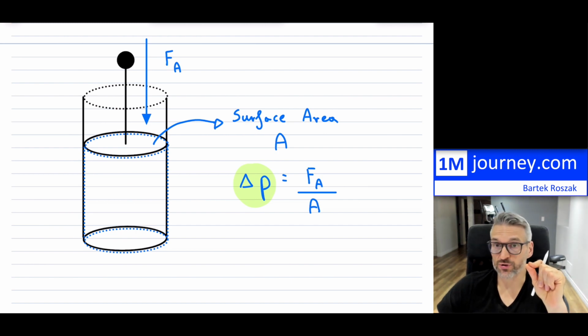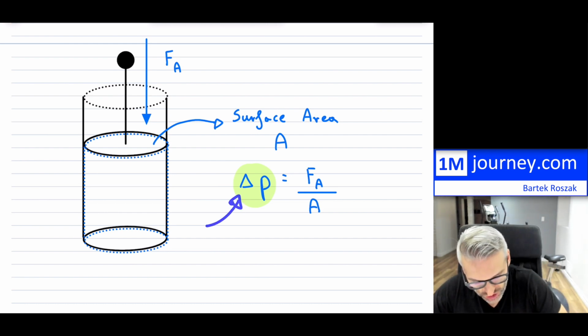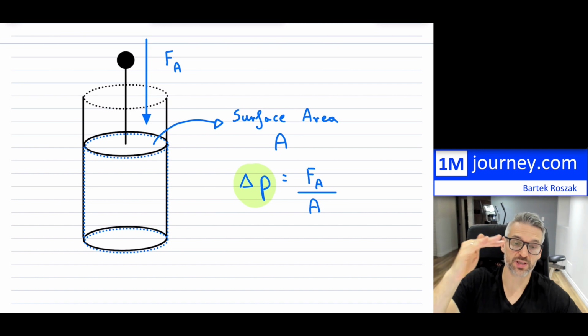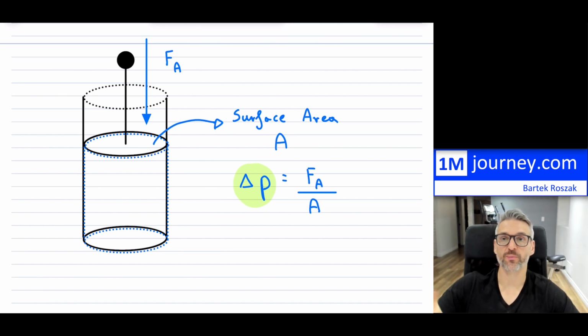Now, please don't think that the pressure at every single point is the same. That's not true. This just refers to the change in pressure. So the change in pressure is going to be the force applied over the area. Because, of course, as you know, at any depth of a fluid that you have, there is a different pressure. And we're referring to calculations of pressure near the Earth's surface.